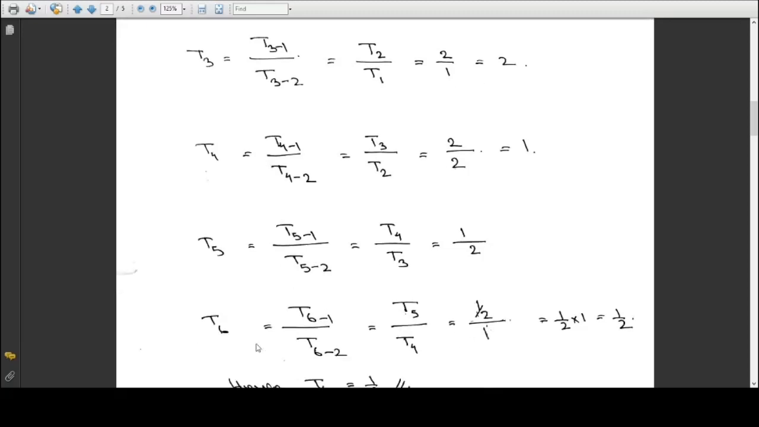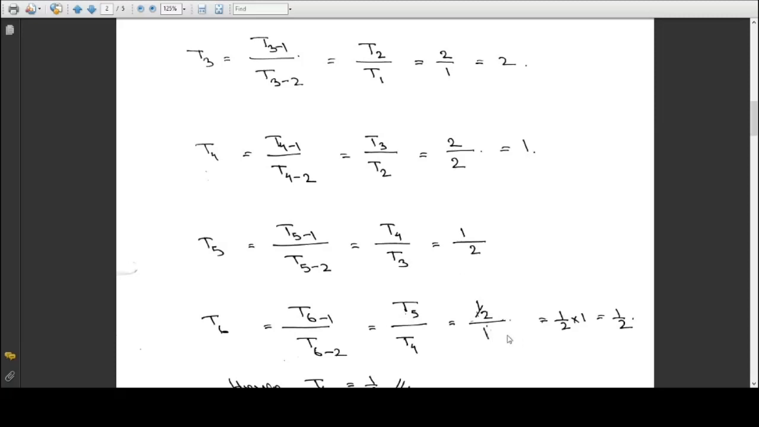For the term 6, 6 minus 1, 6 minus 2. 6 minus 1 is 5, 6 minus 2 is 4. Term 5 divided by term 4. Term 5 is how much? 1 by 2. Okay, 1 by 2 divided by term 4. Term 4 is how much? It is 1. So 1 by 2 divided by 1.